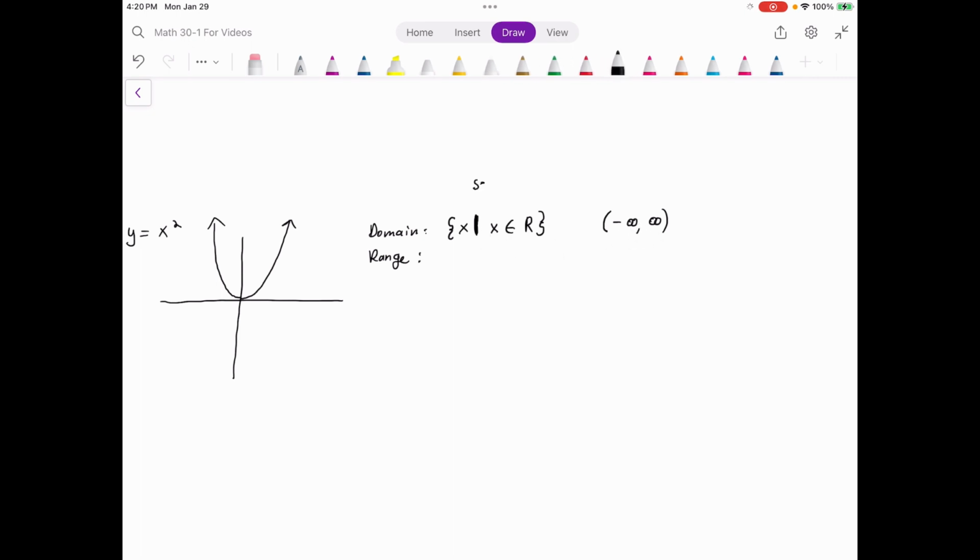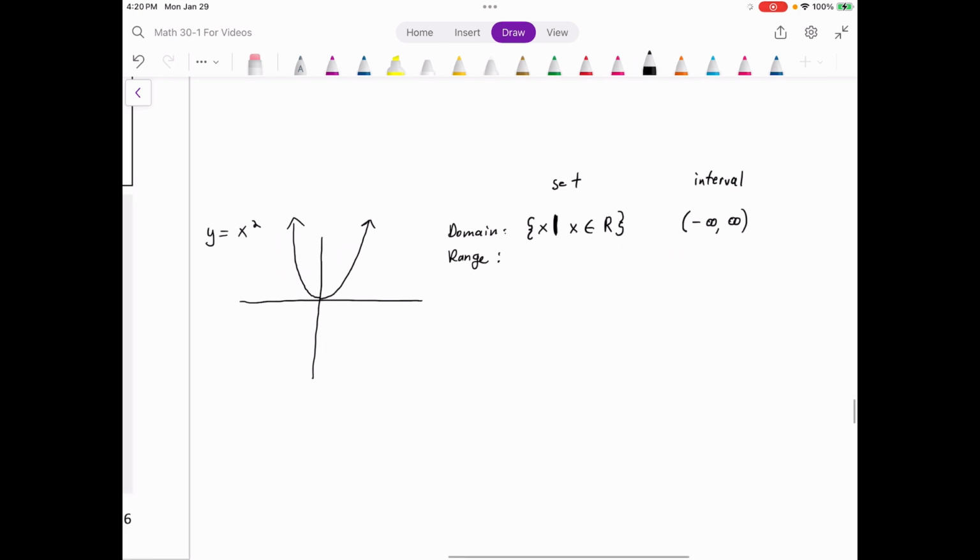Both of these are saying the same thing. This is what we call set notation. This is what we call interval notation. This says x could be any real number. This says x could be anything from negative infinity up to infinity. In other words, everything. There's no number that's not between negative infinity and infinity.